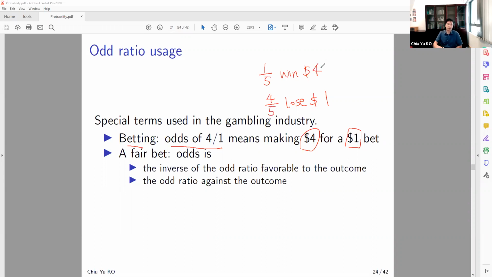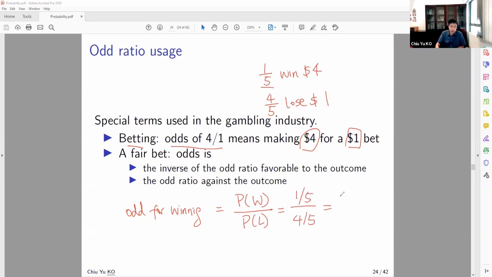Okay, it should be something like this. It's the odd ratio of winning, okay? So the odd for winning, in this case, is the probability of win over the probability of lose, right? So in this case we win with 1/5, and we lose with 4/5, so the odd is 1 to 4, okay? And this odd 1 to 4 is the inverse of the betting odd, okay?